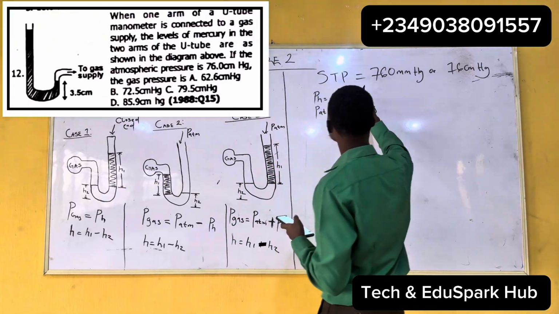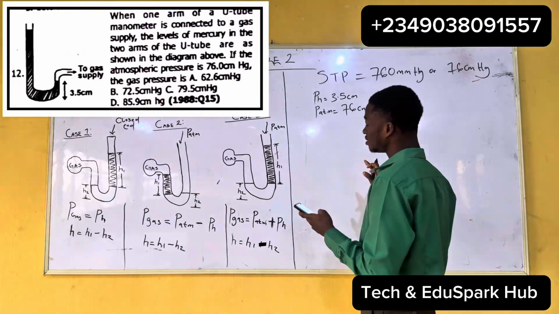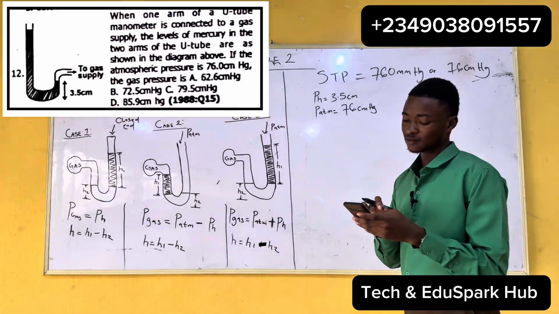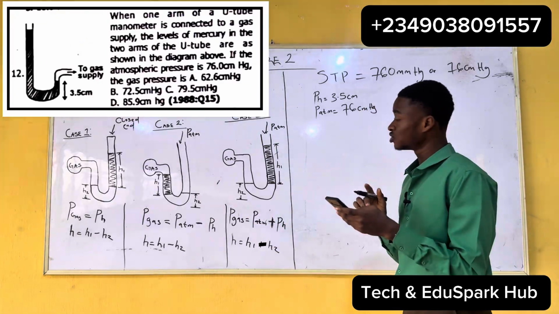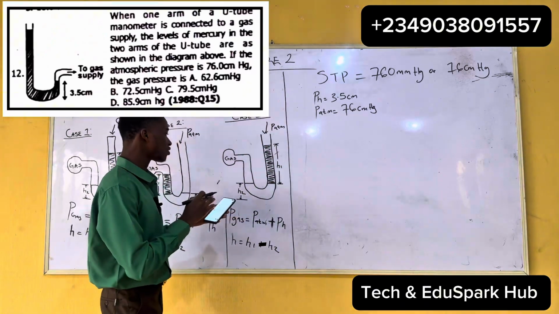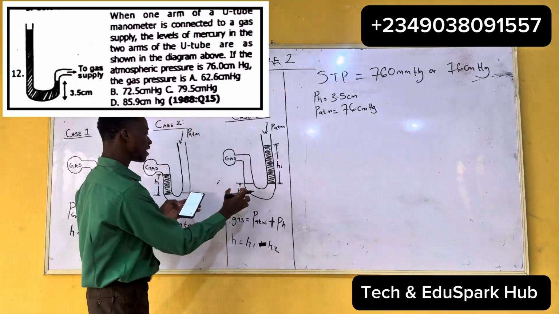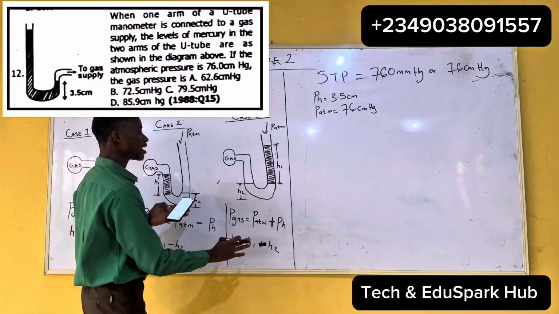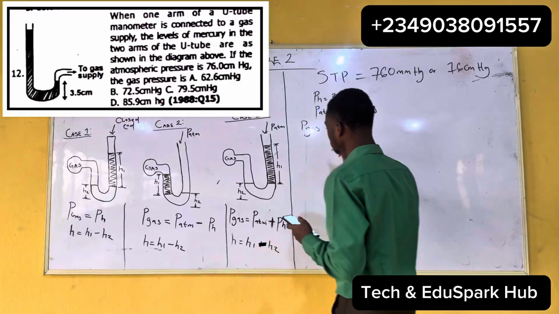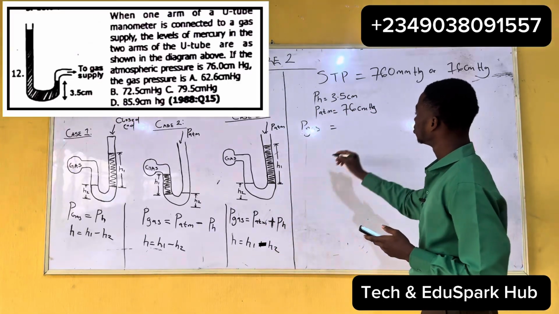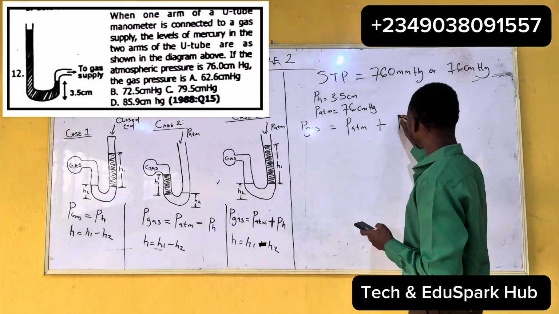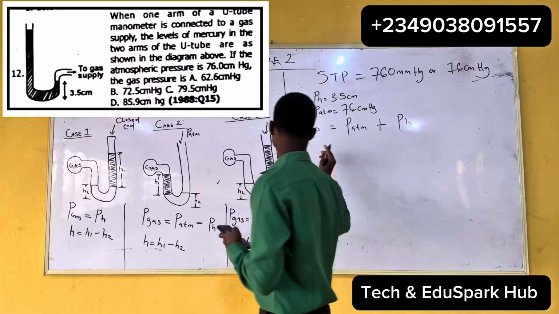So in this case, you can see we have centimeter and centimeter, so we don't need any conversion in this kind of question. Looking at this formula, the question is asking for the pressure of the gas. So what is the gas pressure? For this case, looking at the diagram, you can see the height of the liquid column is longer than the height of the gas column, so we'll be applying this formula. The formula says P gas is equal to the atmospheric pressure, PATM, plus the pressure of the height. So in this case, what is our atmospheric pressure?